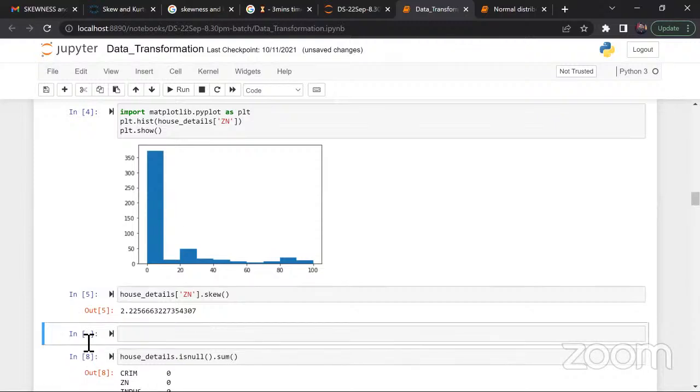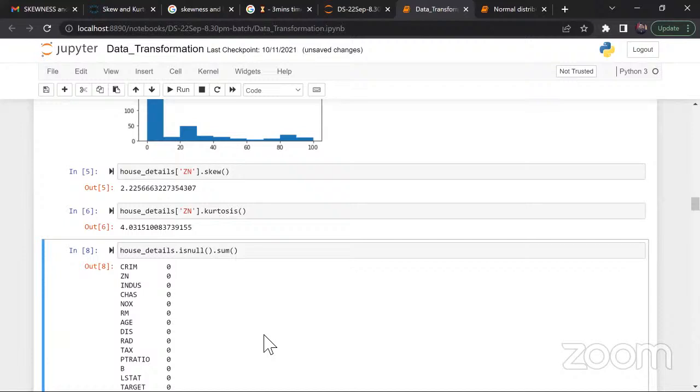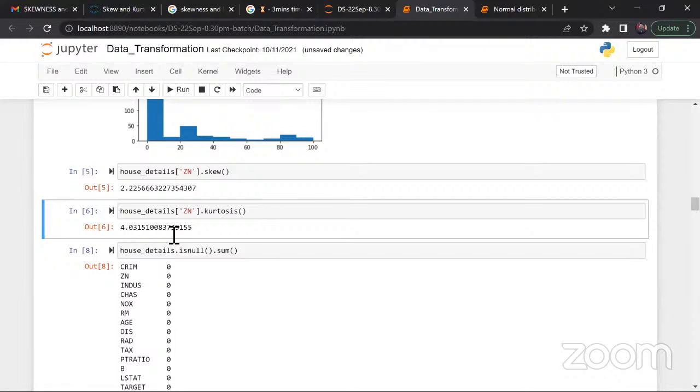All right. Now let's calculate the measure of outliers, that is kurtosis. ZN dot kurtosis. I'm going to do that. Now, will it be less than 3 or greater than 3? Trisha, wonderful. Kurtosis, will it be greater than 3 or less than 3, the measure of outliers? Greater than 3. See this, it is 4.03, which is nothing but greater than 3. Again, more number of outliers towards the right-hand side.